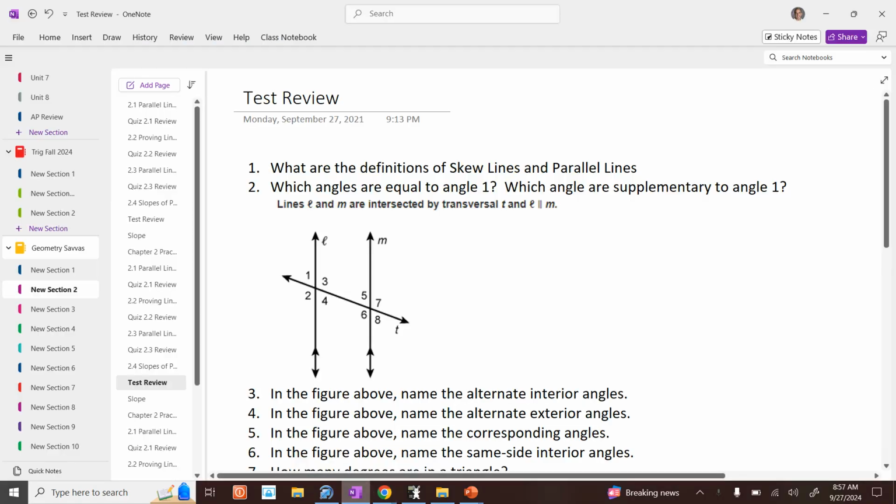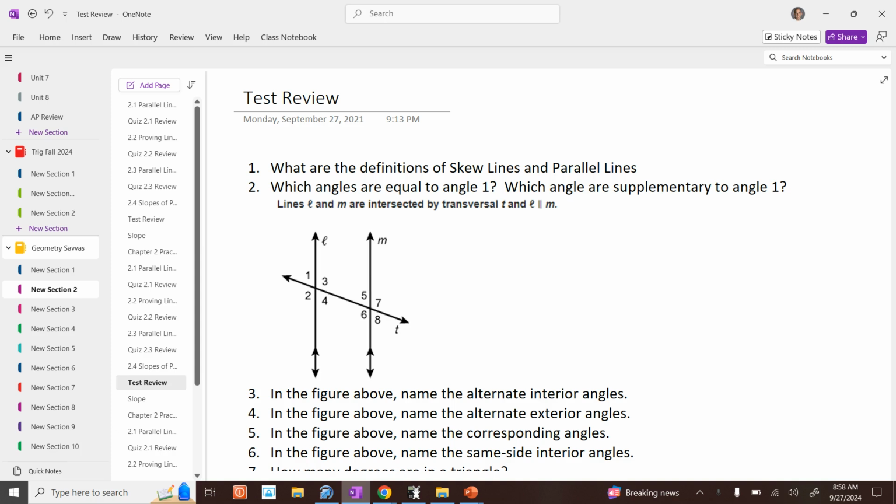All right. Definitions of parallel and skew lines. They're very similar, but they've got one little difference. Parallel lines are what type of lines that do not what? Are they planar or coplanar or non-coplanar? Parallel lines are coplanar. They're in the same plane. So parallel lines are coplanar lines that do not intersect.